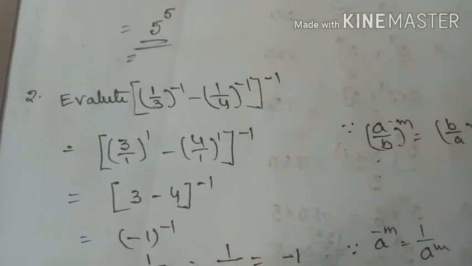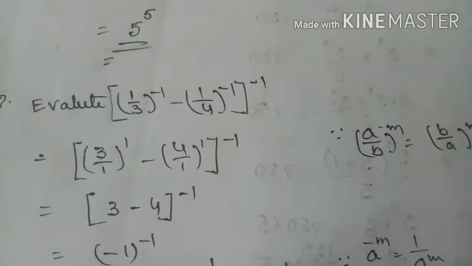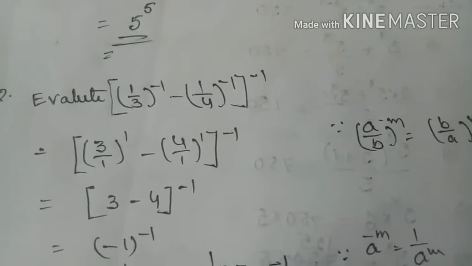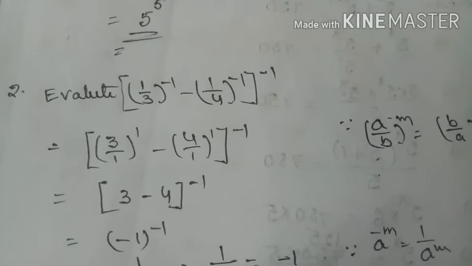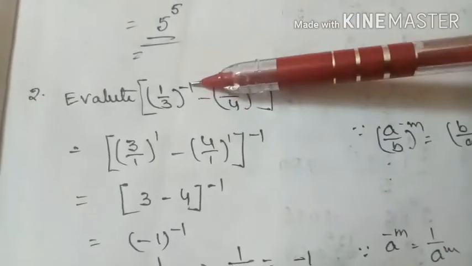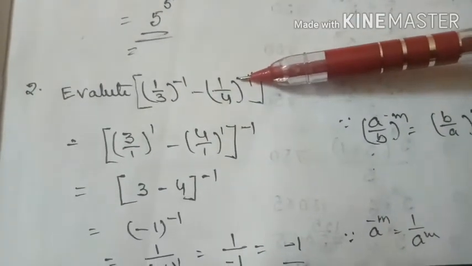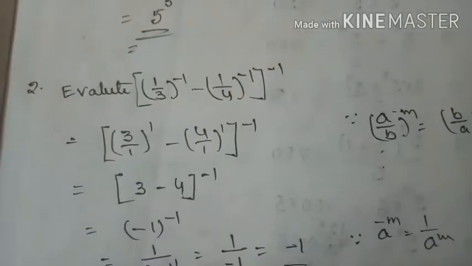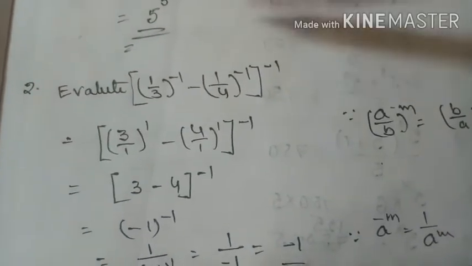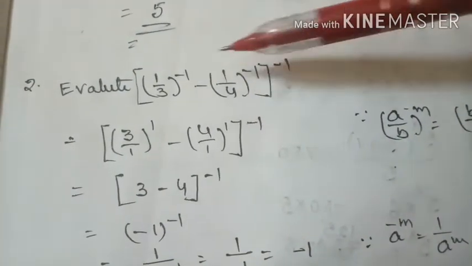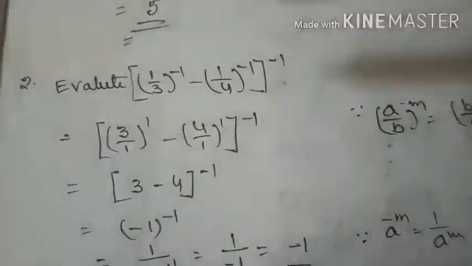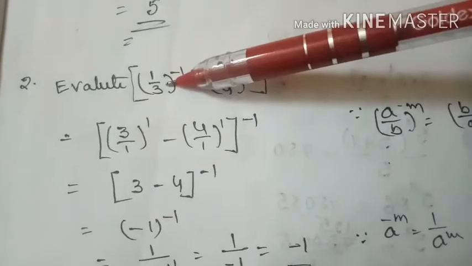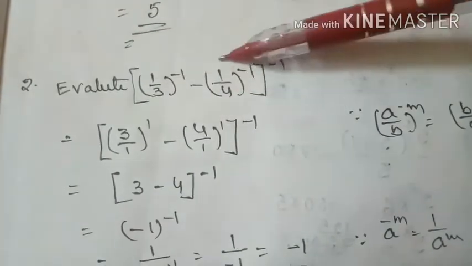Evaluate 1 by 3 whole to the power of minus 1 minus 1 by 4 whole to the power of minus 1, whole total to the power of minus 1. Now observe minus 1 minus 1, but it is not multiplication. Here we have subtraction, a negative sign, so there is no chance to use the formulas we know. So simply we have to do individual simplification.